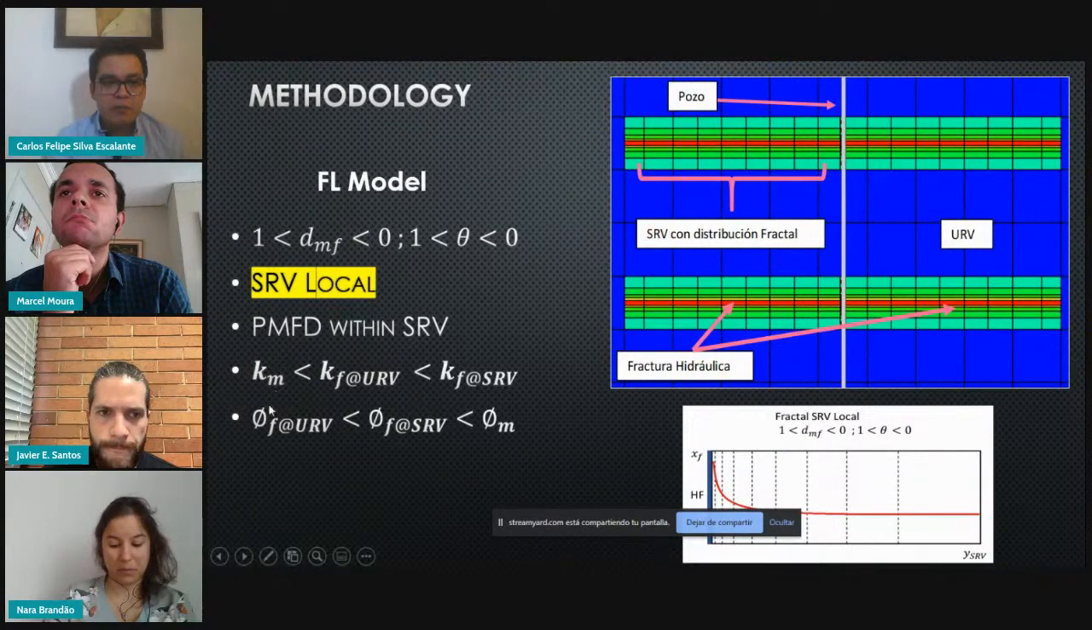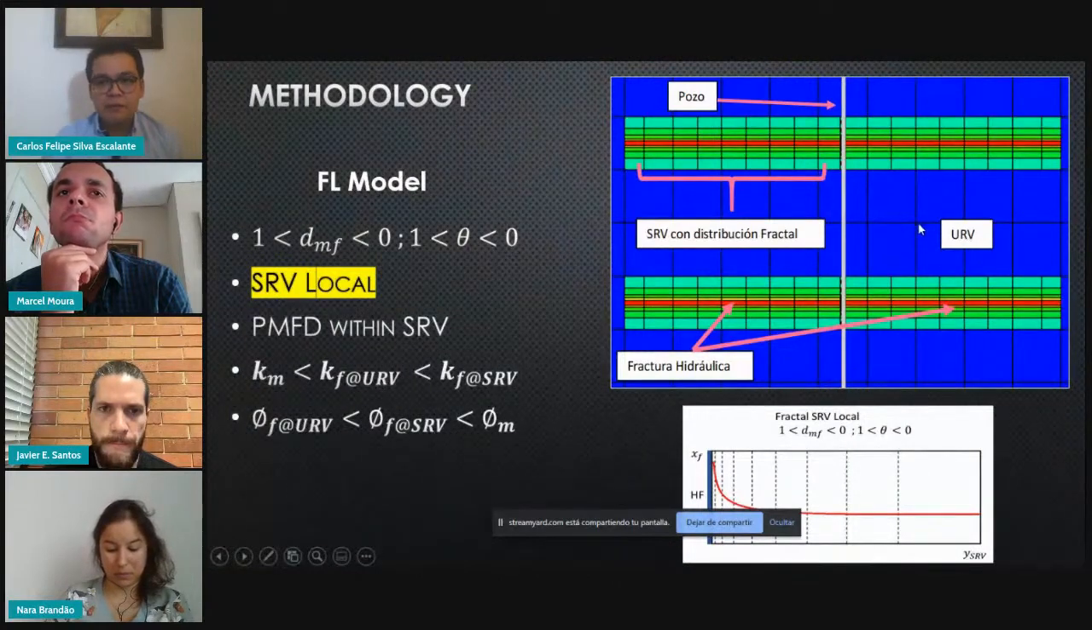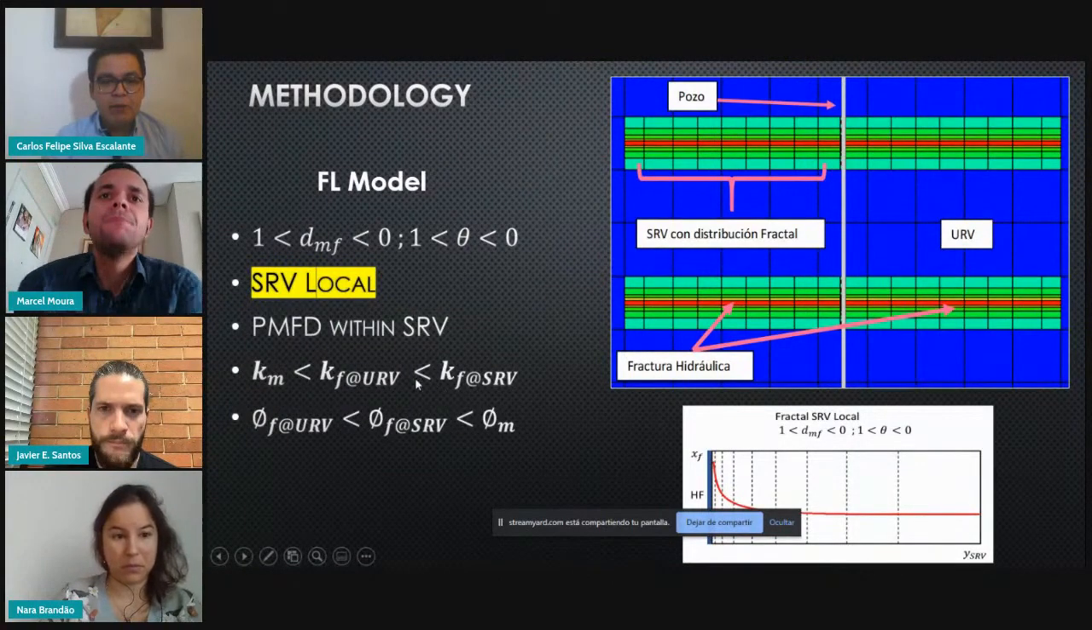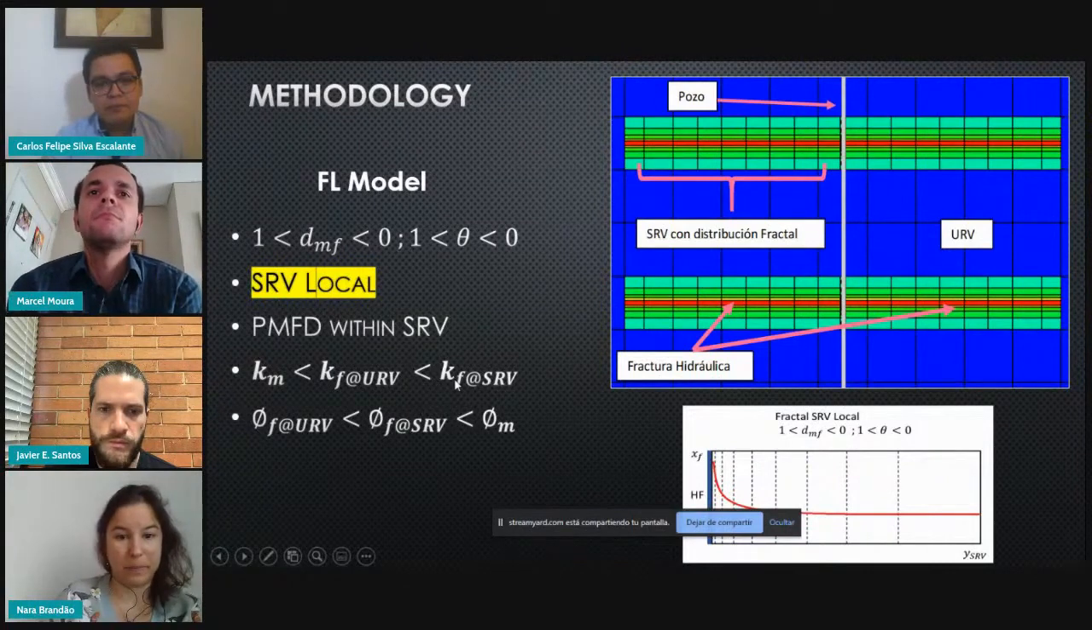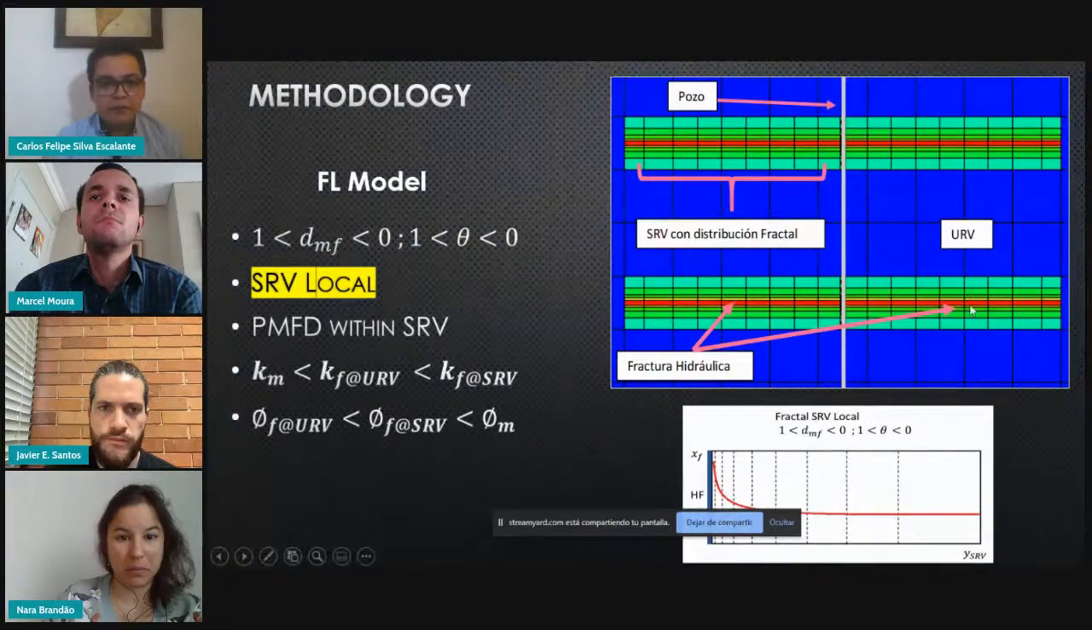Then we consider two points. The matrix permeability is less than the natural fractures permeability over the URV, and both are less than the natural fractures permeability over the SRV. Similarly with the porosity, the natural fractures porosity over the URV is less than the natural fractures porosity over the SRV, and both are less than the matrix porosity.